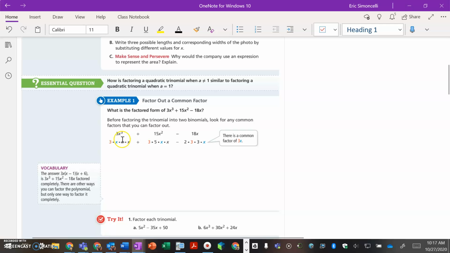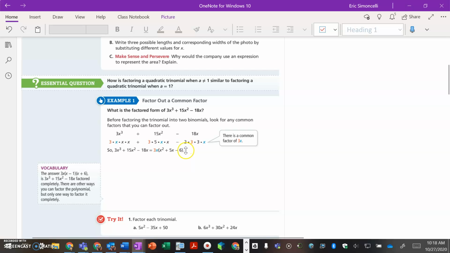So 3x cubed can be factored as 3 times x times x times x. 15x squared is 3 times 5 times x times x. And then 18x is 2 times 3 times 3 times x. So what's common between all three of these? We see a red 3, we see a blue x, and that's it. The GCF here, or greatest common factor more specifically, if you recall, is 3x.